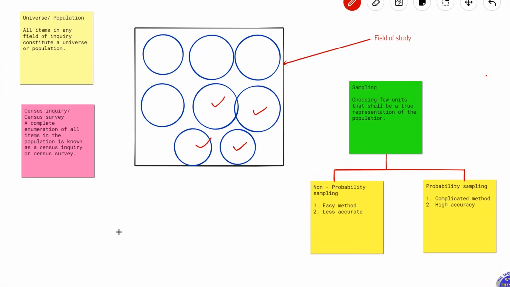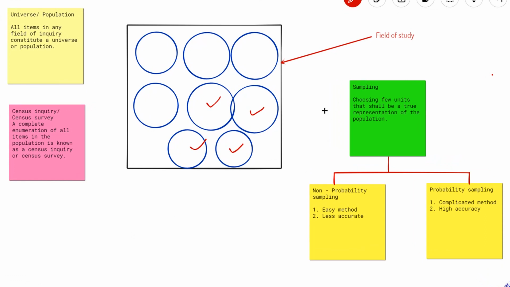The next concept is sampling. Sampling refers to a situation wherein we will only choose certain units from the entire population, and these few units should become a true representation of the population. For example, out of these 8 units, if we are only choosing 4 units, then what you are doing is called sampling. Now the problem with sampling is that if the units are not uniform, then the accuracy of the collected data will be less. There are 2 methods of sampling.